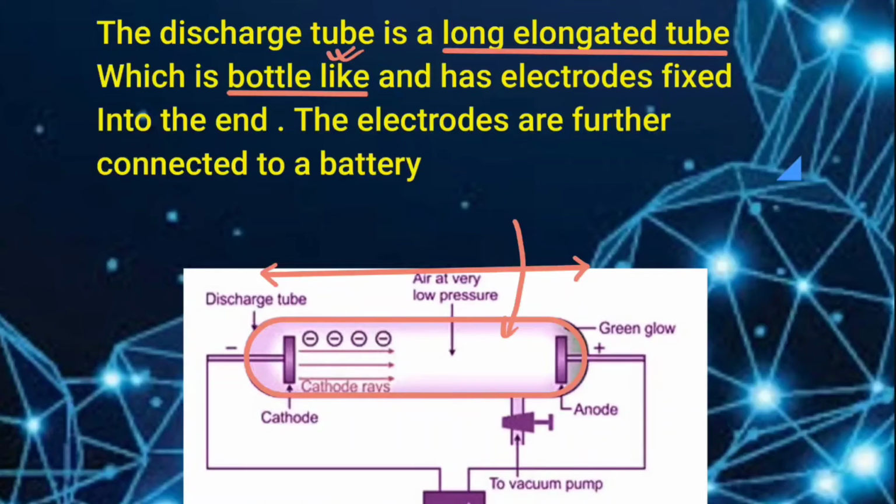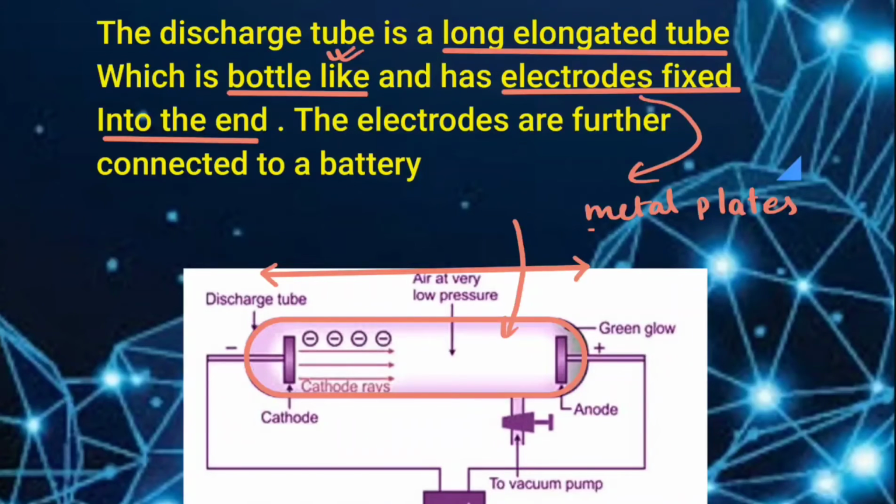It is an elongated tube. This has electrodes fixed into the ends. What do we mean by electrodes? This is a new term for us. Electrodes are basically metal pieces, metal plates, that is the proper word. Metal plates which are used for conductivity are known as electrodes, and these metal plates are, as you can see, the ones that we are talking about.